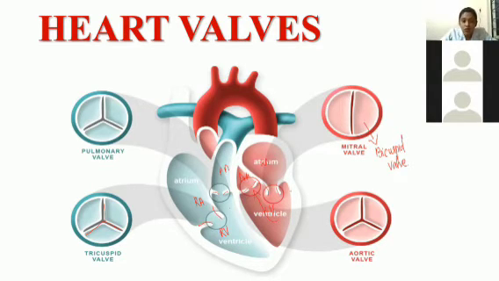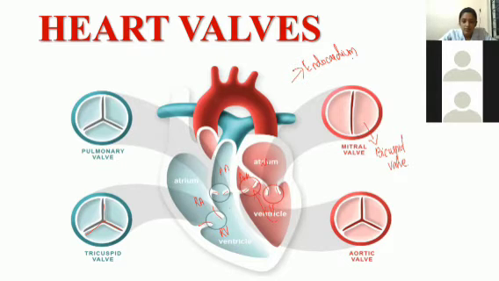You should also know which layer of the heart is covering these valves and chambers. The heart has different layers, which we will discuss in another class. Which layer is covering the valves and chambers? That is the endocardium. The endocardium lines the valves and chambers of the heart.